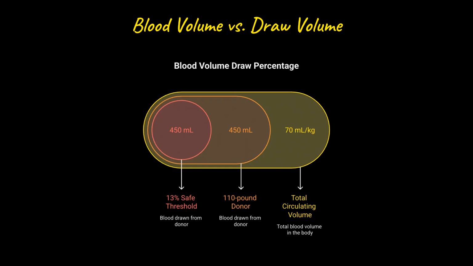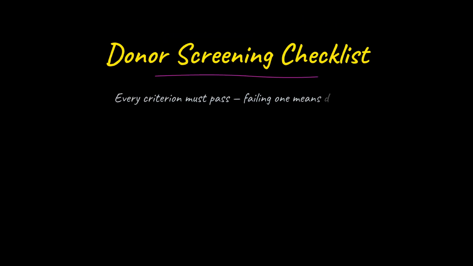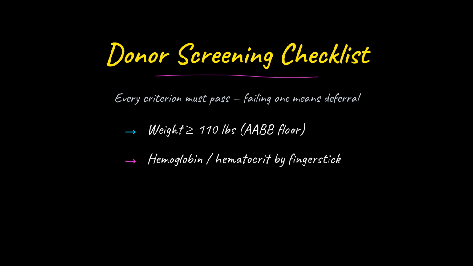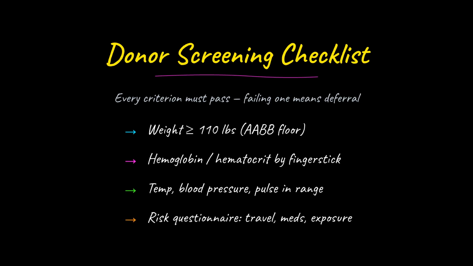Drop to 90 pounds and that same draw climbs above 15%, sharply raising the risk of vasovagal reactions, hypertension, and syncope. Weight is only the first layer of screening. After the scale, the donor receives a hemoglobin check, a temperature reading, a blood pressure and pulse measurement, and a risk-based questionnaire.